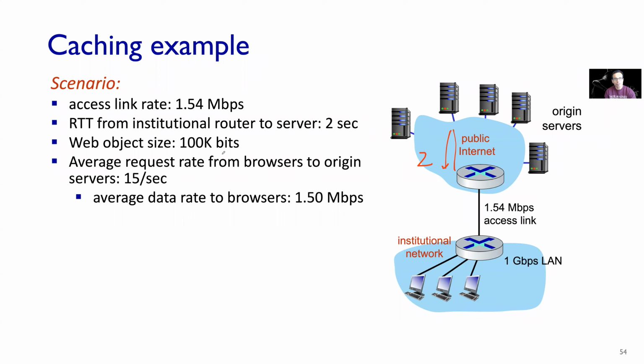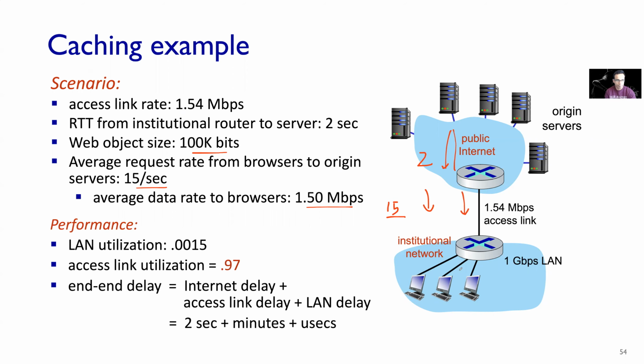We assume the web objects are all 100 kilobits. We assume on average, the network here is generating 15 requests. So if 15 requests are going out per second, we have 15 responses coming in per second, roughly. That's the assumption, right? So remember that each object is 100 kilobits. So 15 times 100 kilobits means the total incoming traffic here is going to be 1.5 megabits per second, right? Because 15 requests go out, 15 requests come in every second, right?